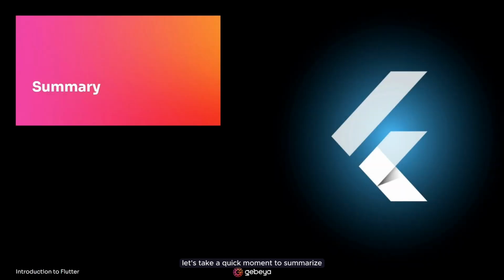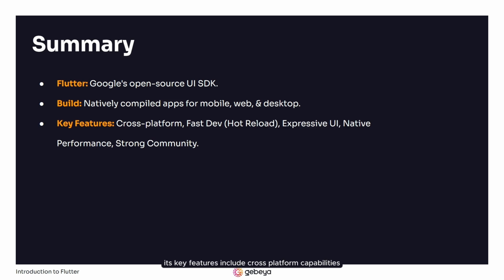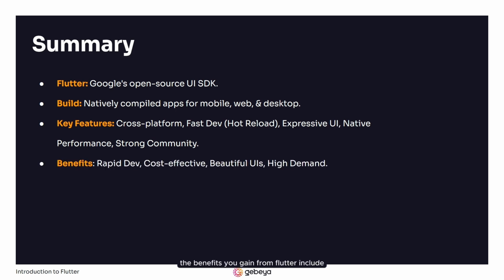Let's take a quick moment to summarize what we have covered. Flutter is Google's open source UI SDK that allows you to build natively compiled apps for mobile, web, and desktop. Its key features include cross-platform capabilities, fast development with hot reload, expressive UI, native performance, and a strong community. The benefits you gain from Flutter include rapid development, cost-effectiveness, the ability to create beautiful UIs, and high demand in the job market.